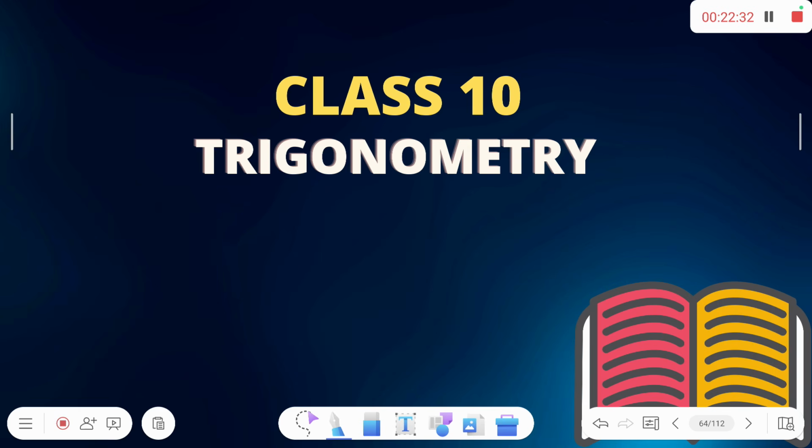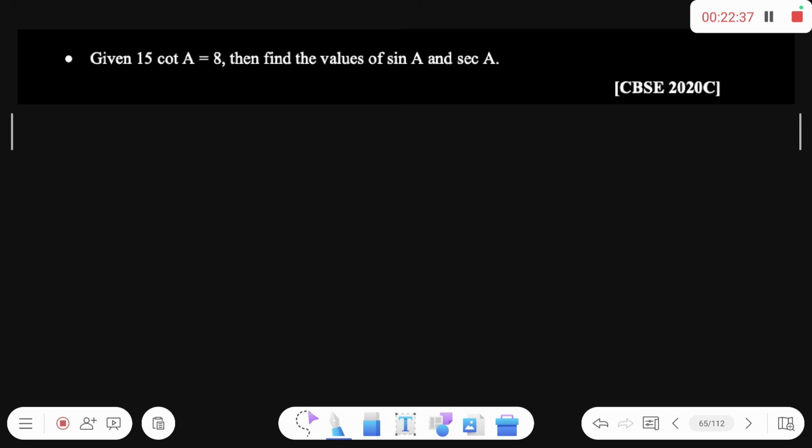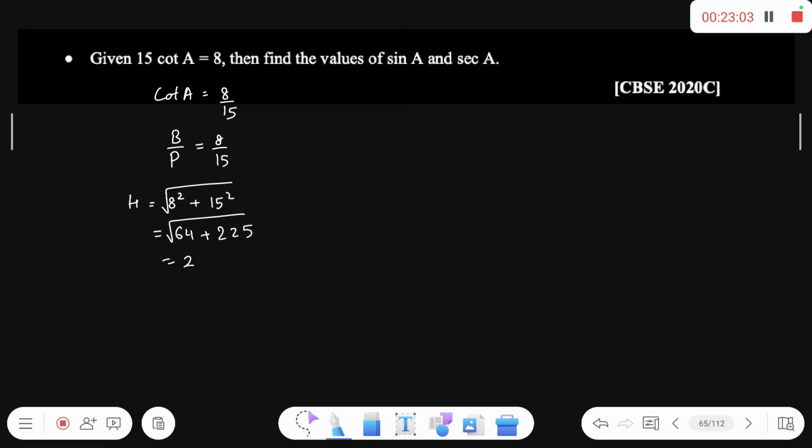Trigonometry, the most important and the difficult one of class 10. First question, 15 cot A is 8, so you can say cot A is equal to 8 by 15, or cot A is nothing, it is base upon perpendicular, 8 by 15. So your hypotenuse is the square root of 8 square plus 15 square. This is 64 plus 225, that comes out to be 289 and 17.